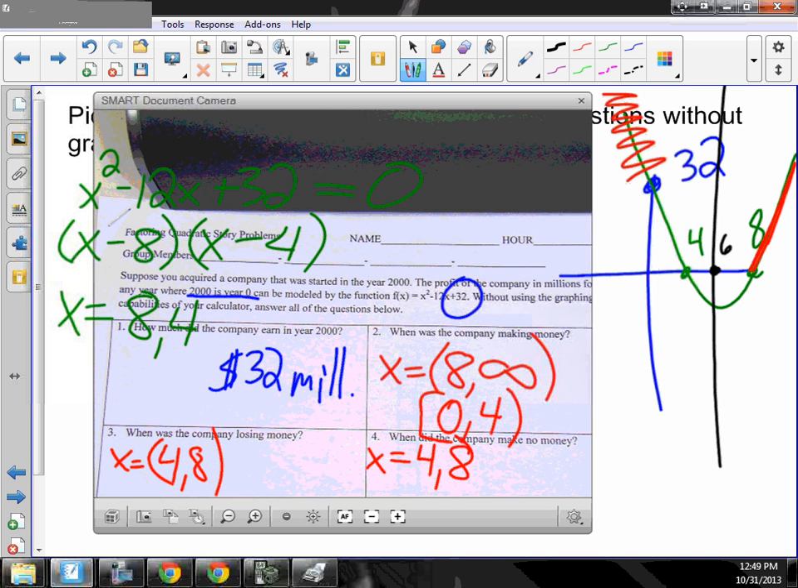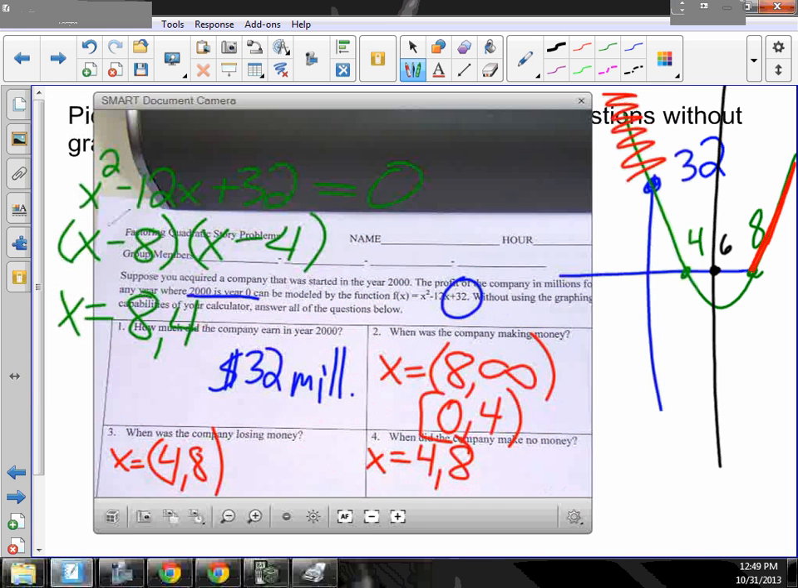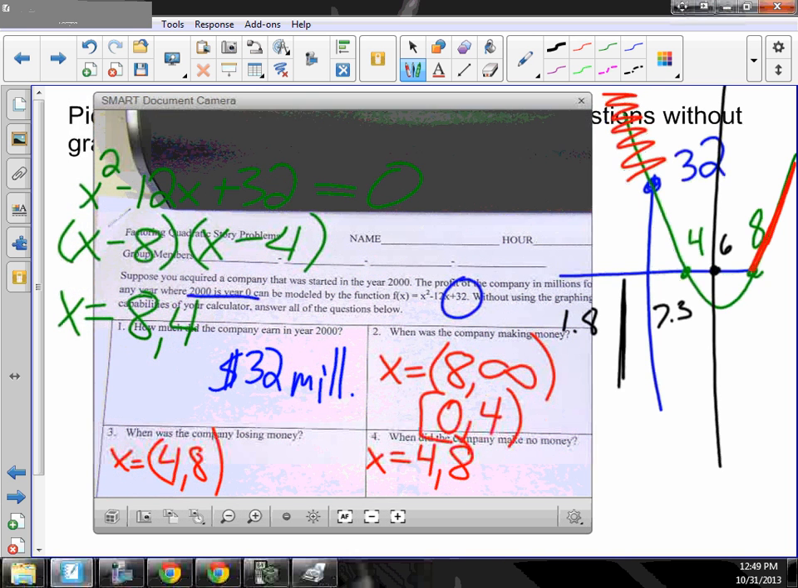Well, how can I calculate the 6? What if it was 1.8 and 7.3? How do I find the midpoint there? What's that? It's the average, right. Add them up, divide by 2. So 4 plus 8 is 12. 12 divided by 2 is 6. So year 6. Yes. The worst year was year 6, x equals 6.